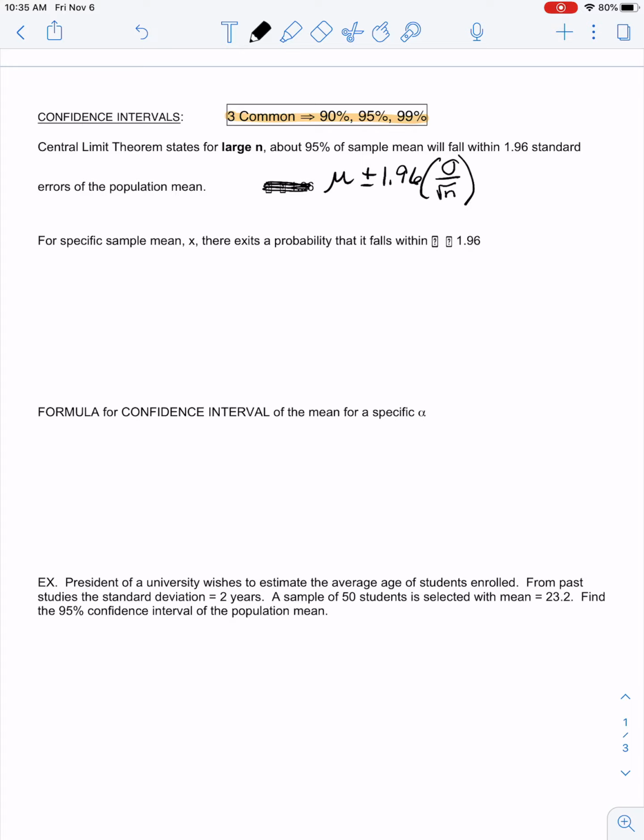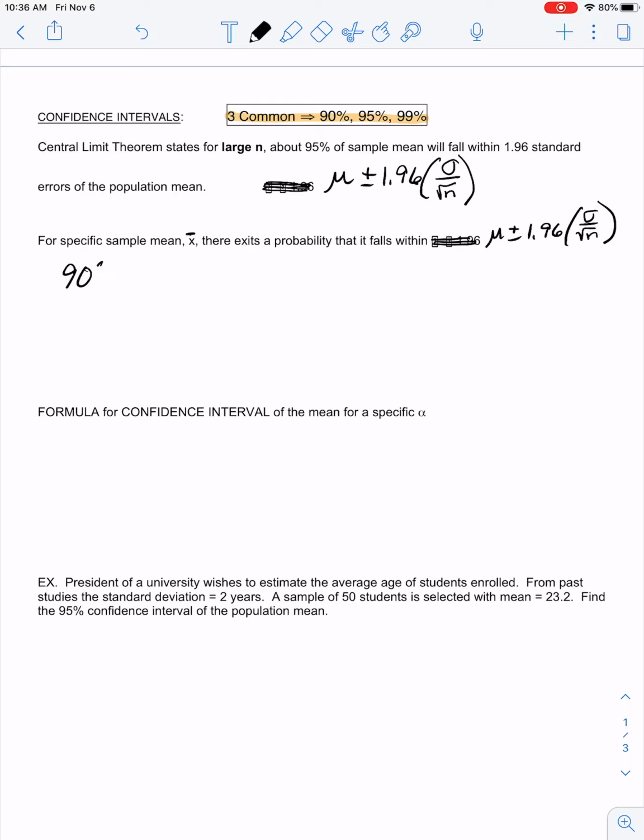Okay, so for a specific sample mean, I'm going to put an X bar there, there exists a probability that the mean will fall in this range, plus or minus the square root of sample size.